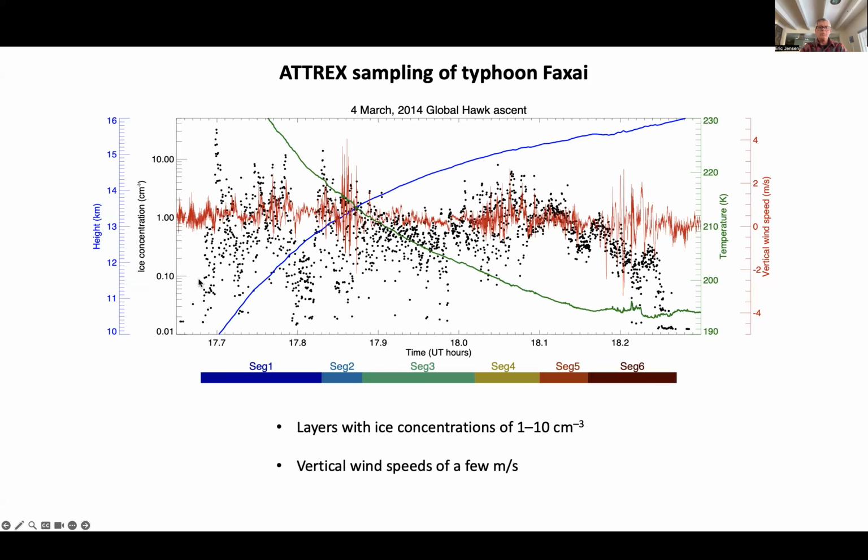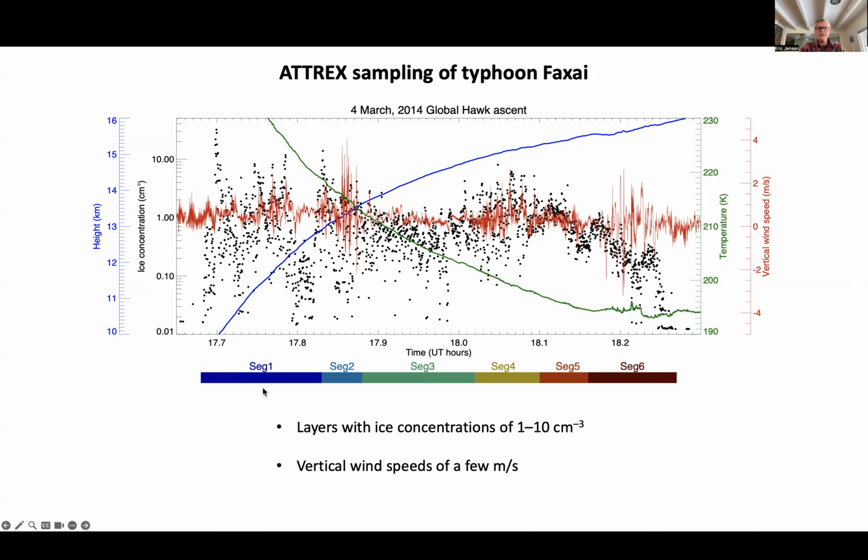And then the black dots are the ice concentration from FCDP. And so you can see that through much of the depth of this convective system, you had very high ice concentrations, much of the time greater than 1 per centimeter cubed, and some spikes greater than 10 per centimeter cubed. So lots of small ice crystals in what I would call active convection. The vertical wind speed is shown in red, and you can see there's lots of turbulence and fluctuations on the order of a few meters per second, which suggests that we're in or near the convection, perhaps not in the strongest convective updrafts, but certainly in a convective region.